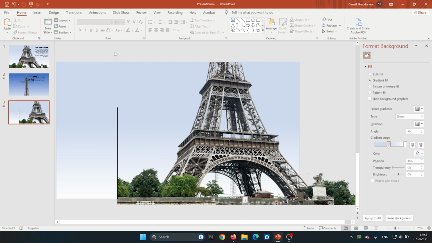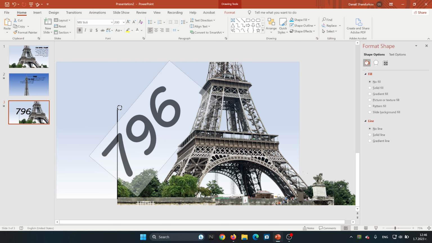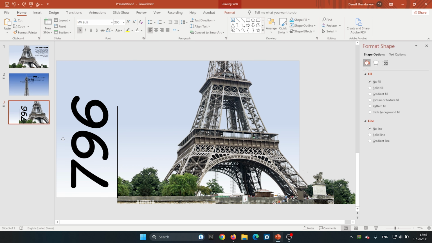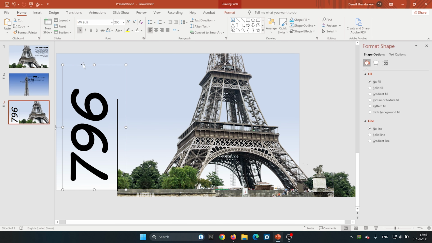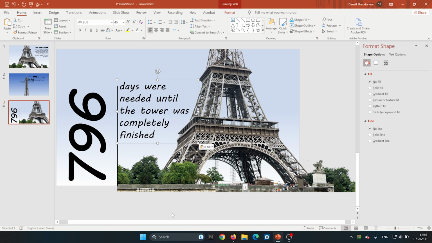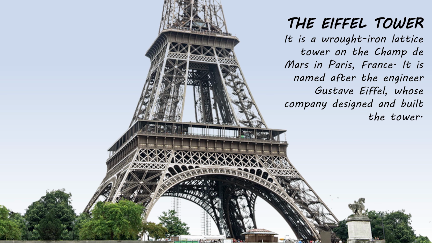Now let's insert our last piece of information. We can rotate it 90 degrees. And finally, we put our text. And this is our final product.